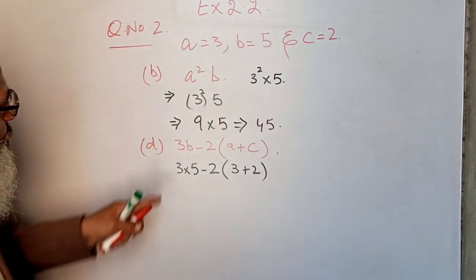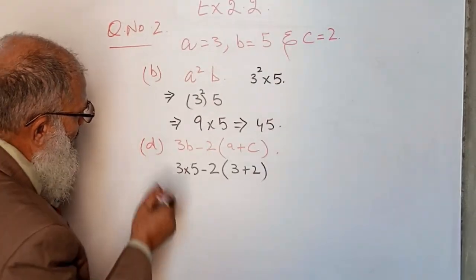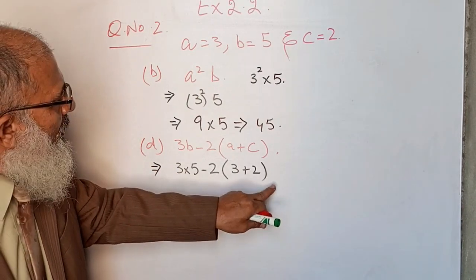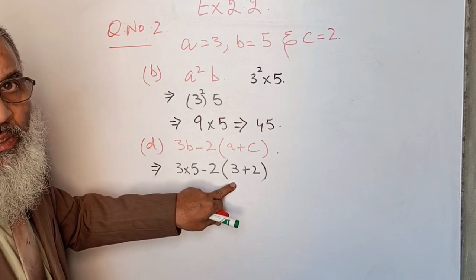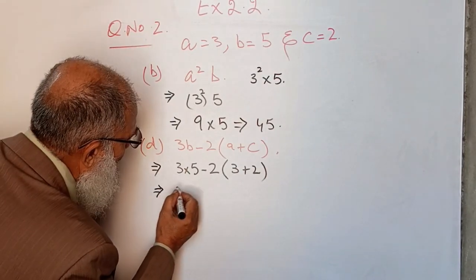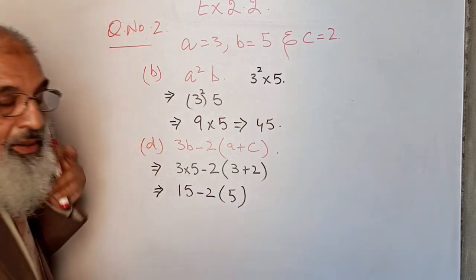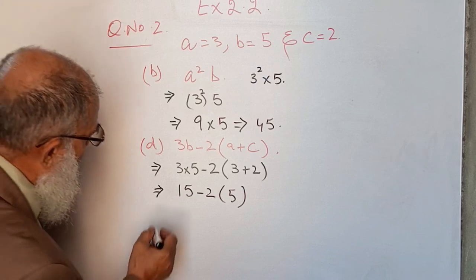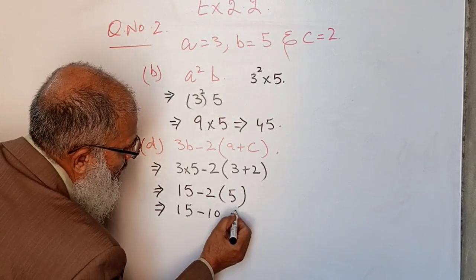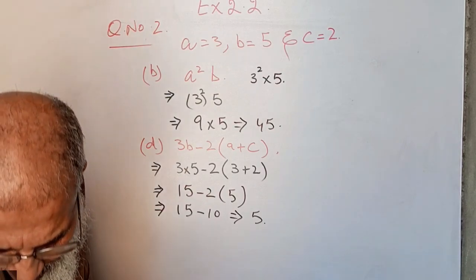Now the whole expression has been transformed into numerical values. Now go to the BODMAS rule. You have to solve this, and simultaneously you can solve this also. Now it will become 15 minus 2 and 5. It will become 15 minus 10. Now it will become 5. This was quite an easy question.